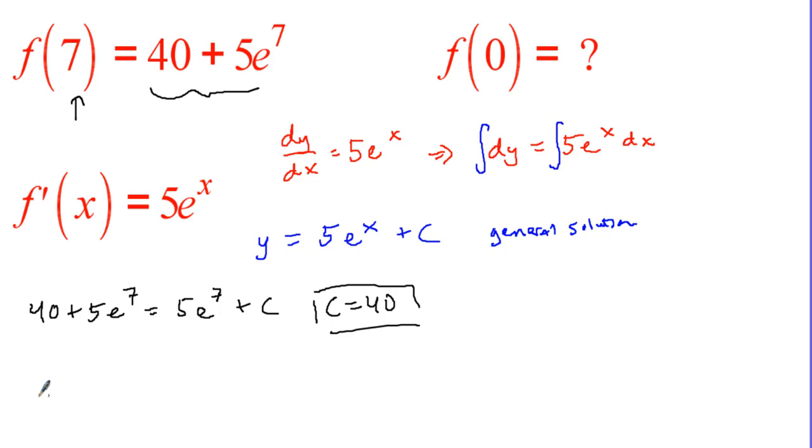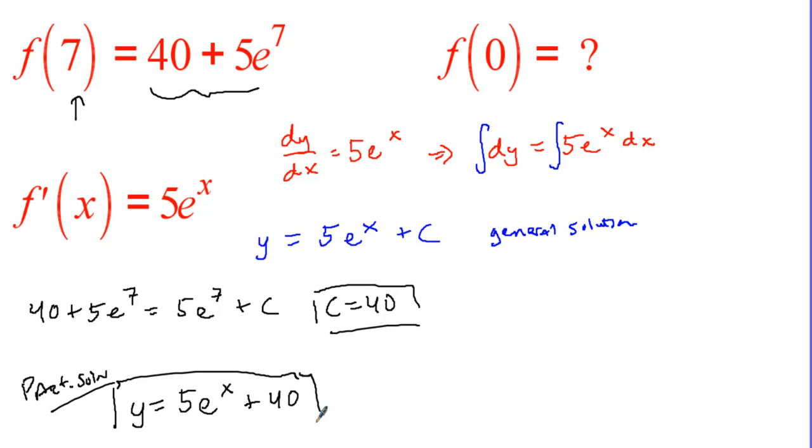So my particular solution of this differential equation is y is equal to 5e to the x plus 40. That's what my c is. That's what my constant is. And that's my particular solution.